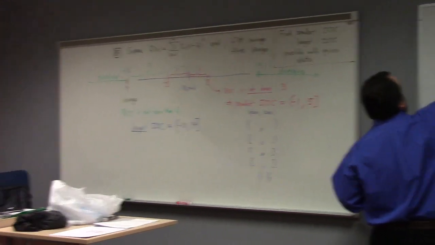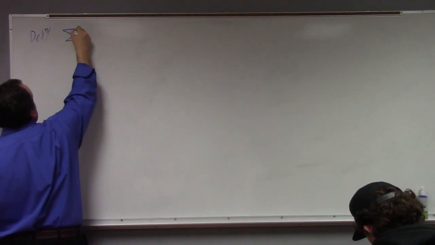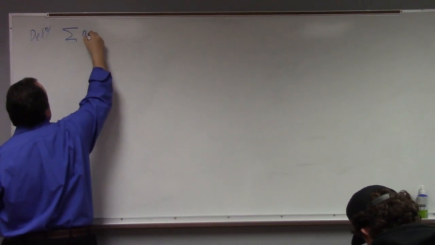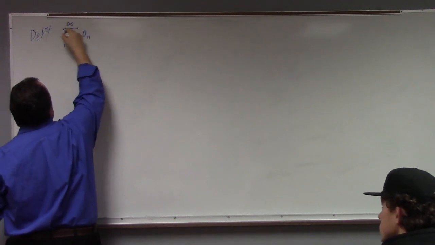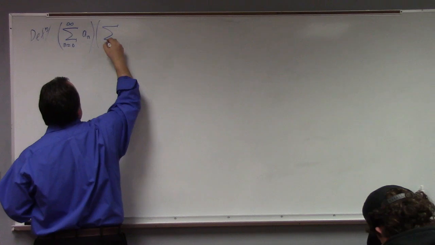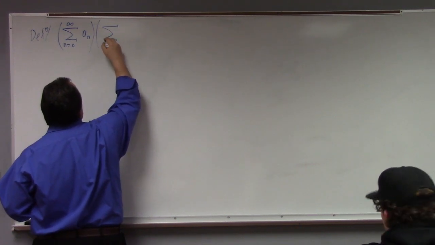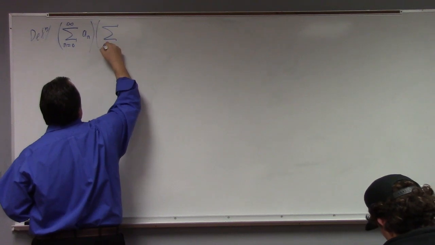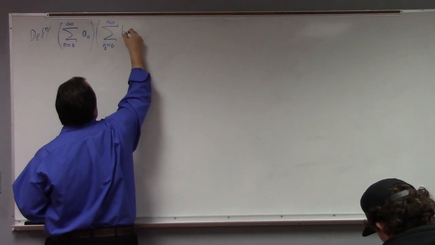I should give you a definition. I kind of owe this to you. So if we have the sum, let's say a sub n, n equals 0 to infinity, times the sum, let's say, I don't know, use a different letter, j equals 0 to infinity of b sub j.